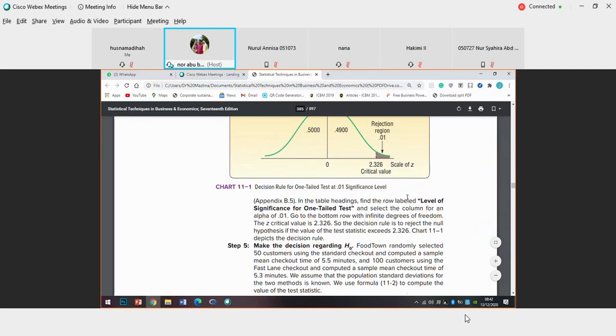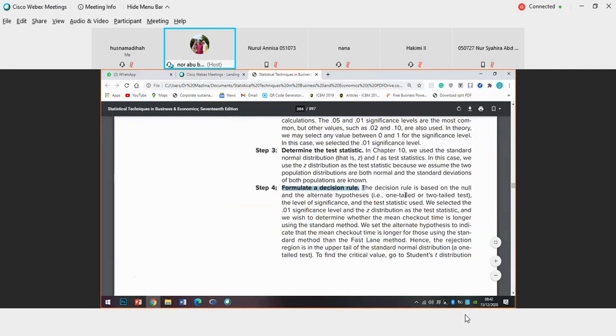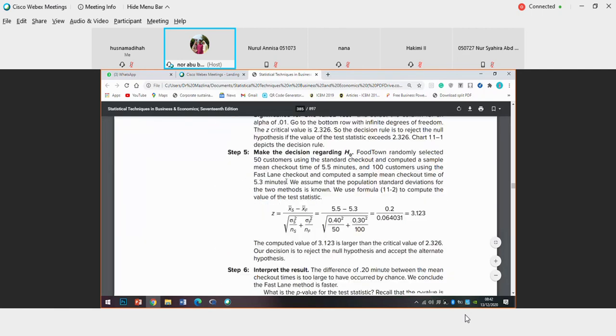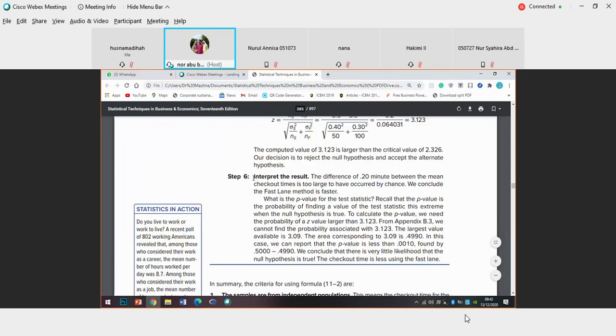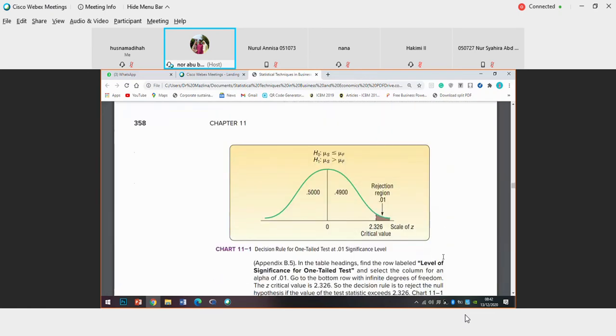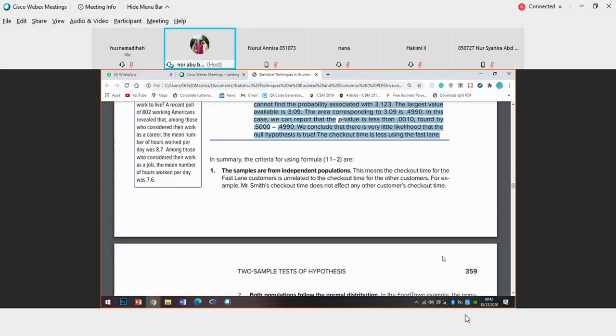Okay, sebab tu kadang-kadang orang lebih suka guna p-value sebab dia akan stop dekat sini dah mudah. Awak tengok je p-value tu kurang daripada 0.01 ke atau lebih daripada 0.01. Kalau kurang daripada 0.01 awak reject H0. Kalau lebih daripada 0.01 awak jangan reject. Okay, do not reject. Okay, and you make decision and you interpret the result. Okay, so if you use p-value, 4 and 5 ni jadi mudah. Okay, 4 and 5.